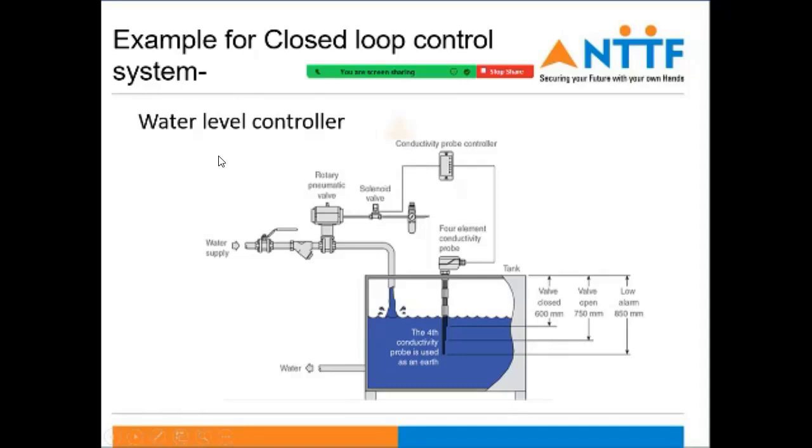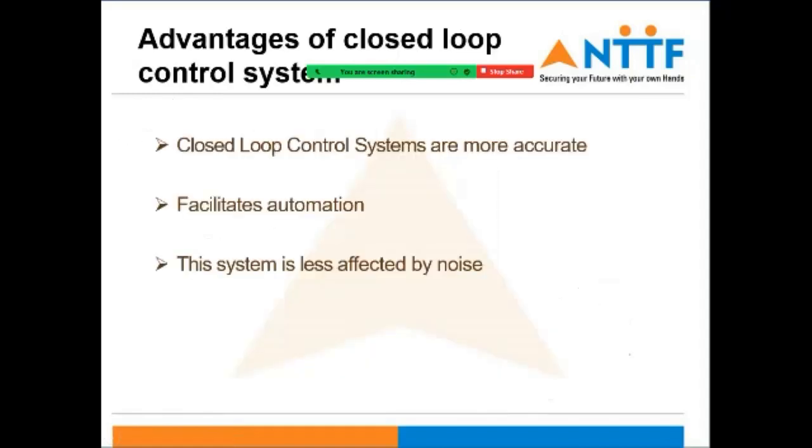When it reaches the second level, again some signal is sent and it automatically operates. When the maximum level is reached in the water tank, that particular voltage is enough to trigger the solenoid valve, and the rotary pneumatic valve is operated and closes the knob, so that the water supply is completely turned off. This is all about the examples for closed loop.